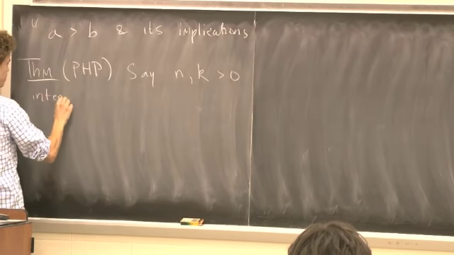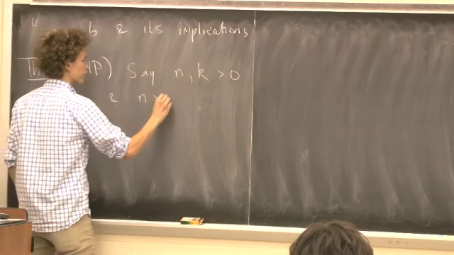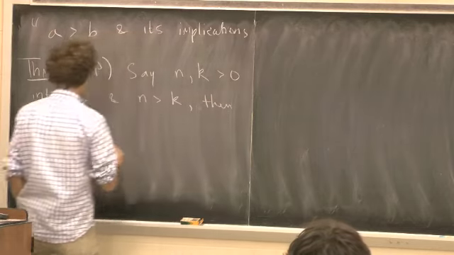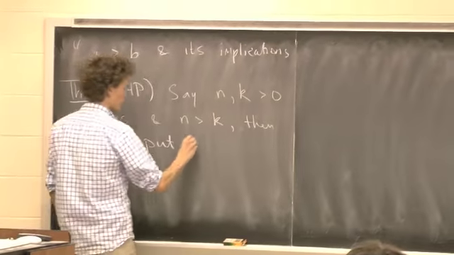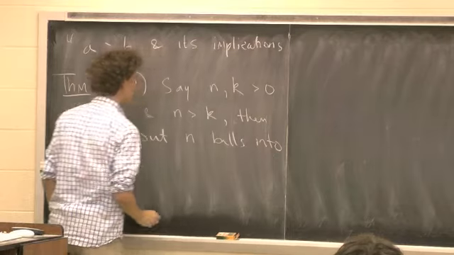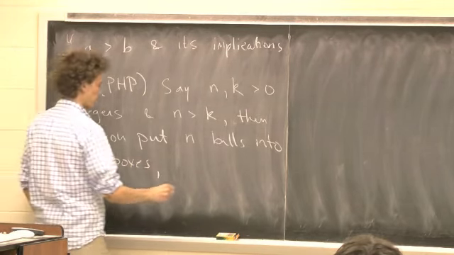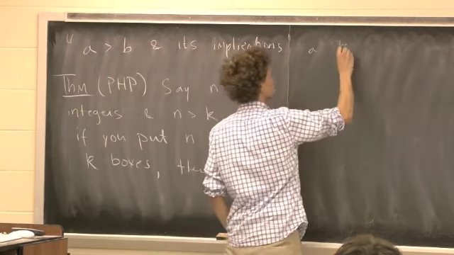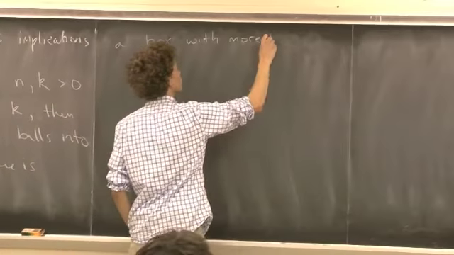Integers, and n is greater than k. Then if you put n balls into k boxes, there is a box with more than one ball.